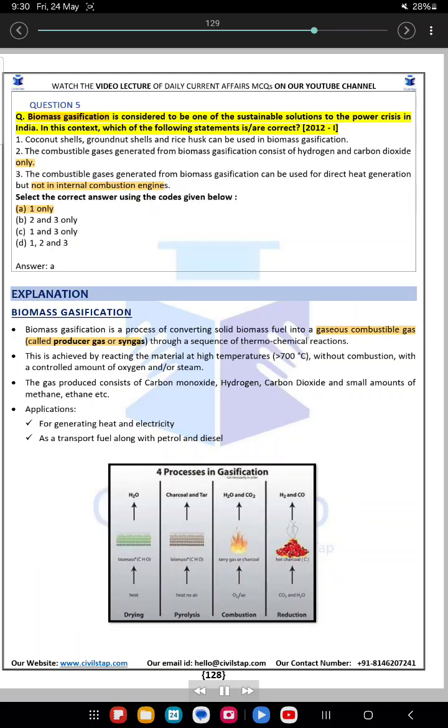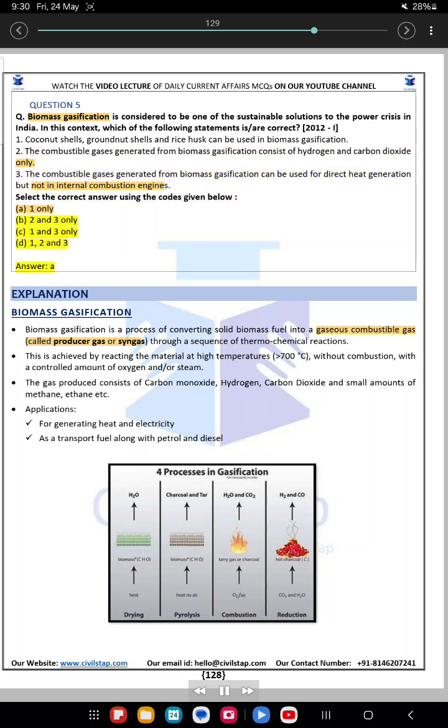Question 5. Biomass gasification is considered to be one of the sustainable solutions to the power crisis in India. In this context, which of the following statements are correct? 2012 I. 1. Coconut shells, groundnut shells and rice husks can be used in biomass gasification. 2. The combustible gases generated from biomass gasification consist of hydrogen and carbon dioxide only. 3. The combustible gases generated from biomass gasification can be used for direct heat generation but not in internal combustion engines. Select the correct answer using the codes given below.